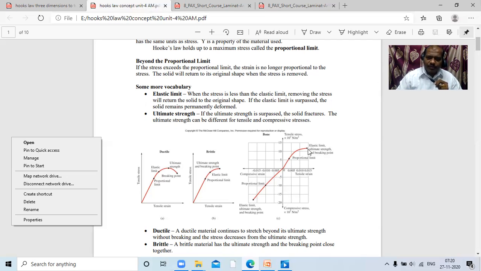Beyond that ultimate strength, no graph is drawn. That is, there is no stress bearing capacity of the material, which indicates that it is a brittle material. So these are the 5 conclusions which we can draw for this graph by using this slide.